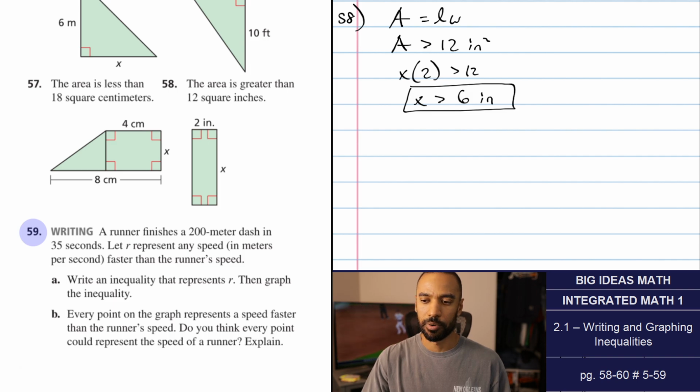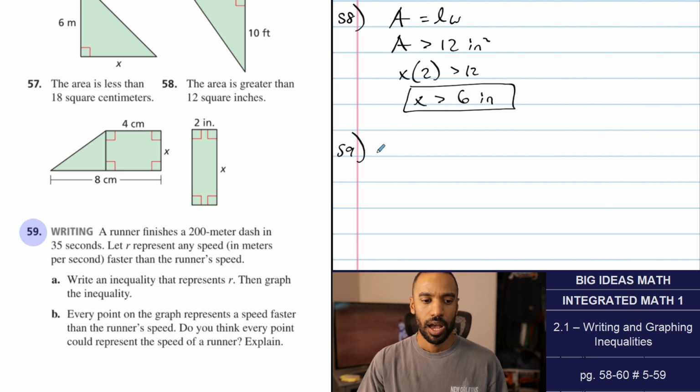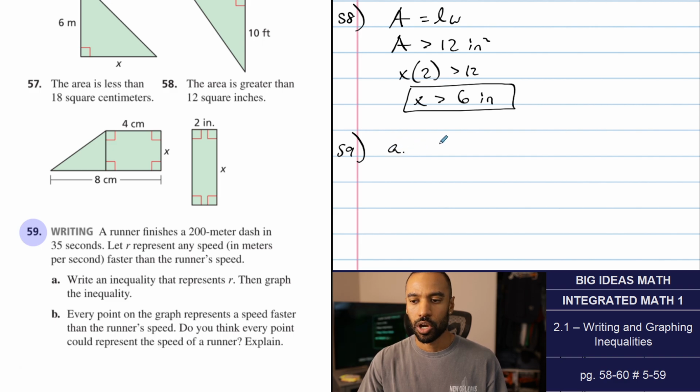I think it's the last question, number 59. A runner finishes a 200-meter dash in 35 seconds. Let R represent any speed in meters per second faster than the runner's speed. Write an inequality that represents R, then graph the inequality. So the running speed, it's running speed, right, in meters per second. R being greater than it, faster than it, is greater than 200 meters in 35 seconds.